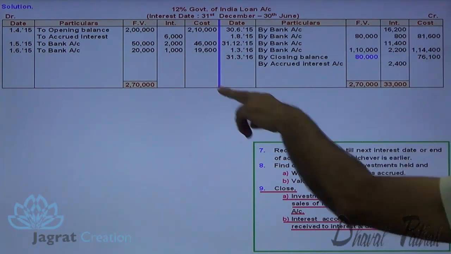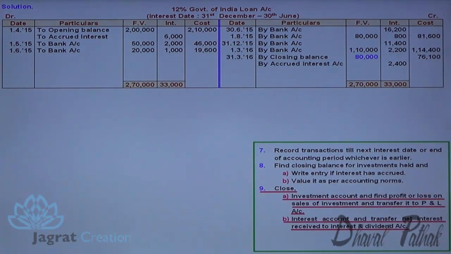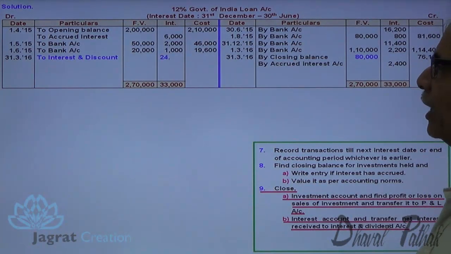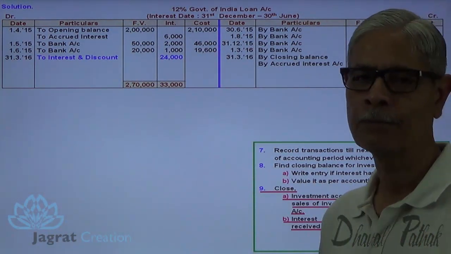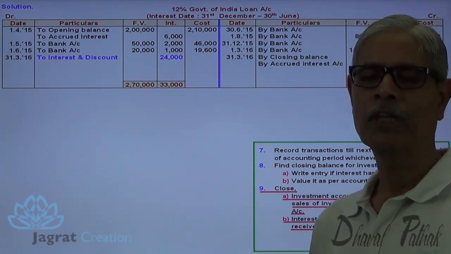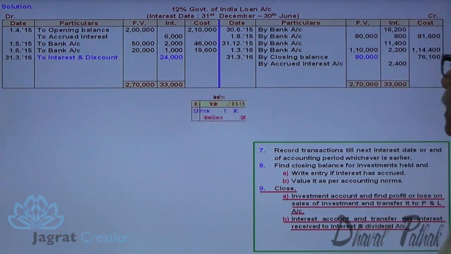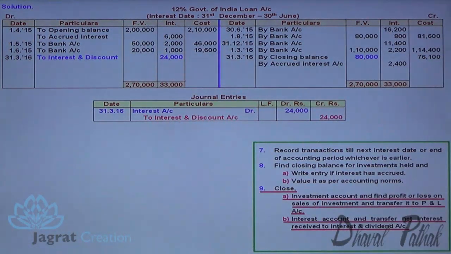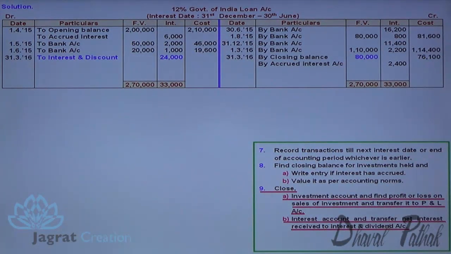So total of credit minus total of debit, that is the net interest income. That net interest income will be transferred to interest and dividend account in this fashion. 24,000 is the income for the current year that will be transferred to interest and dividend account. So entry for that: interest account debit to interest and dividend account credit.